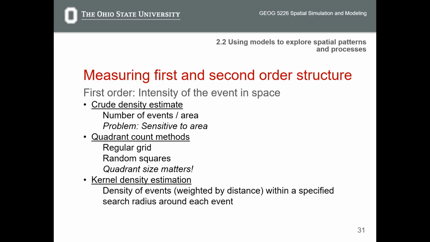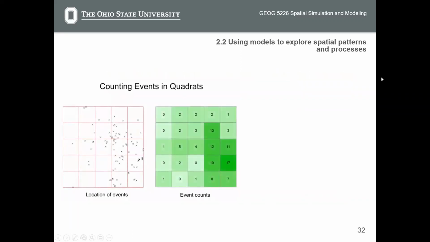And generally, there are three categories of methods to quantify, or say to measure, first order structure. There are crude density estimate, quadrant count methods, or kernel density estimation. So here I'm providing a very simple example for counting events in quadrants.